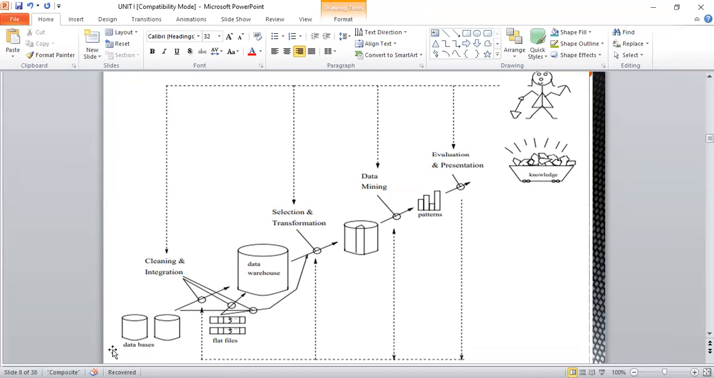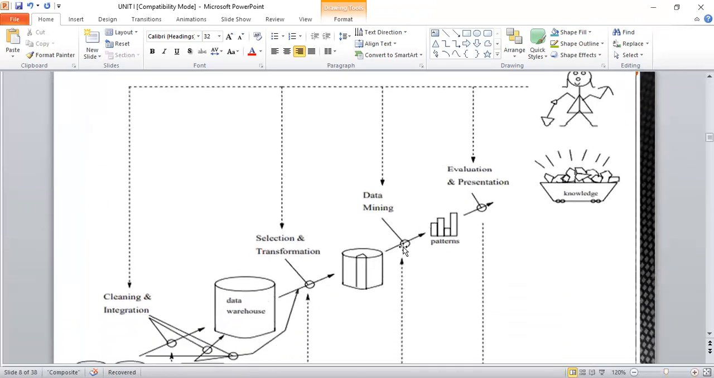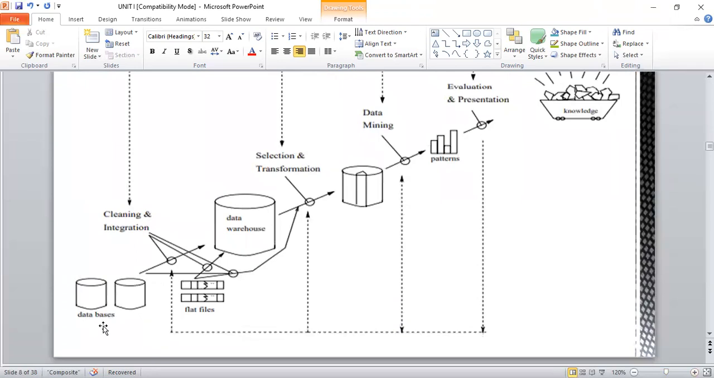So first step will be your, let me maximize it for your ease. So our first step is, we have a lot of databases available with us. What we have to do, we have these files from different sources. We have to first clean that data, then we have to combine that data, then that clean and combined data will be placed in our data warehouse over here.